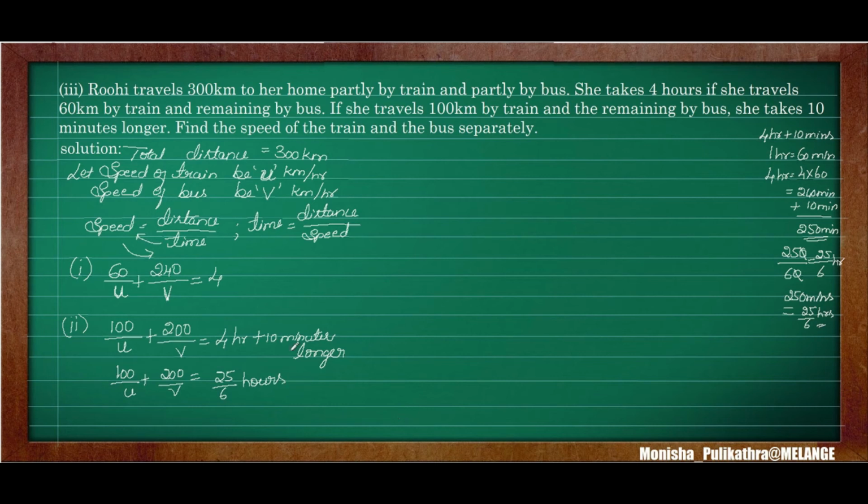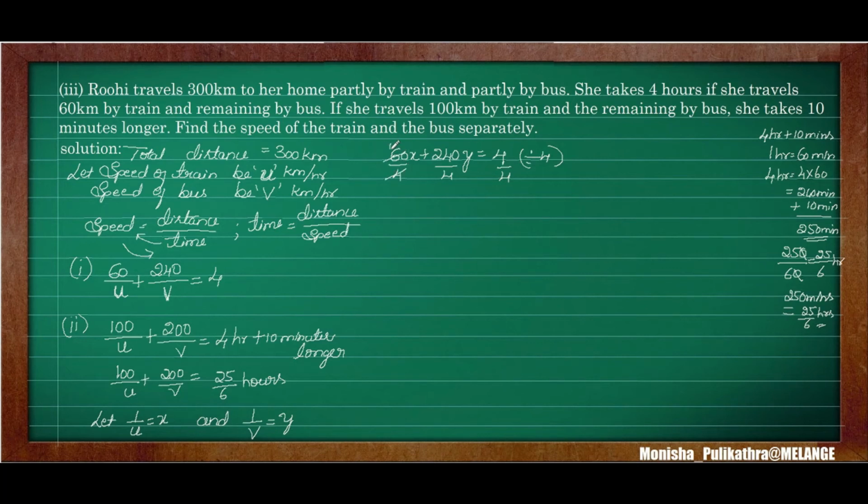Next, what we have to do is we need to take this 1 by u and 1 by v into a reducible form. So let 1 by u be equal to x and 1 by v be equal to y. When this happens, the equation will become 60x plus 240y is equal to 4. Here all the 3 terms are divisible by 4. So divide throughout by 4.